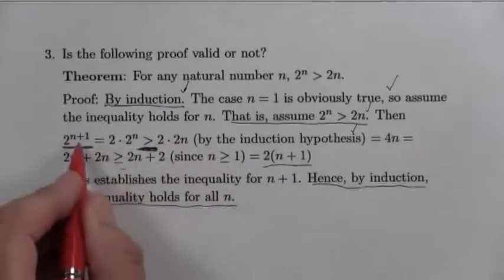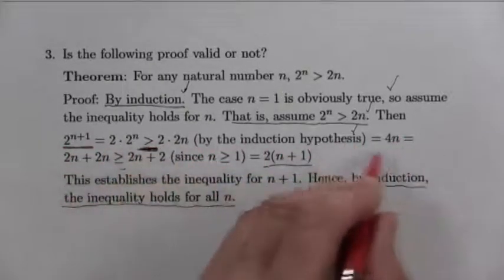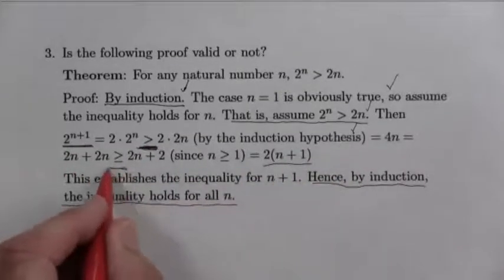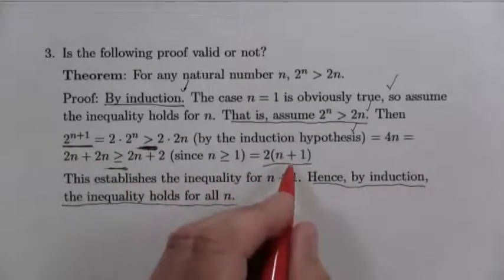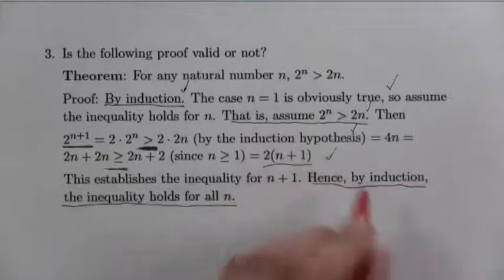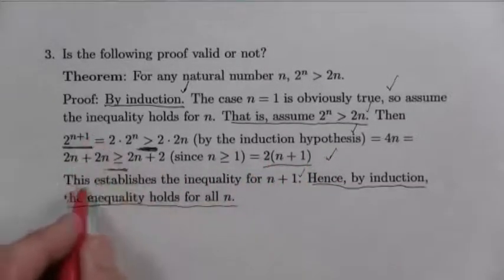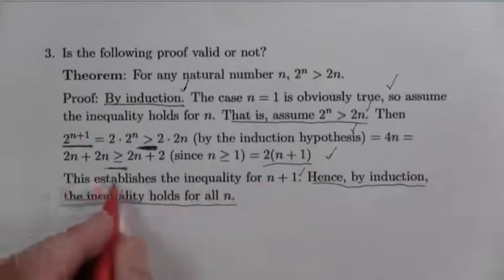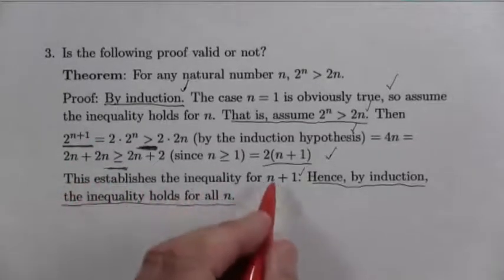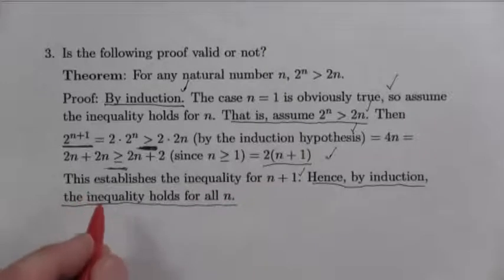So if we follow these through, I've got a greater than, some equals, a greater than or equal to. So that is definitely strictly bigger than that. And that's the inequality for n plus 1. Having established it, I've helped the reader realise that I've established it by saying that establishes it for n plus 1.